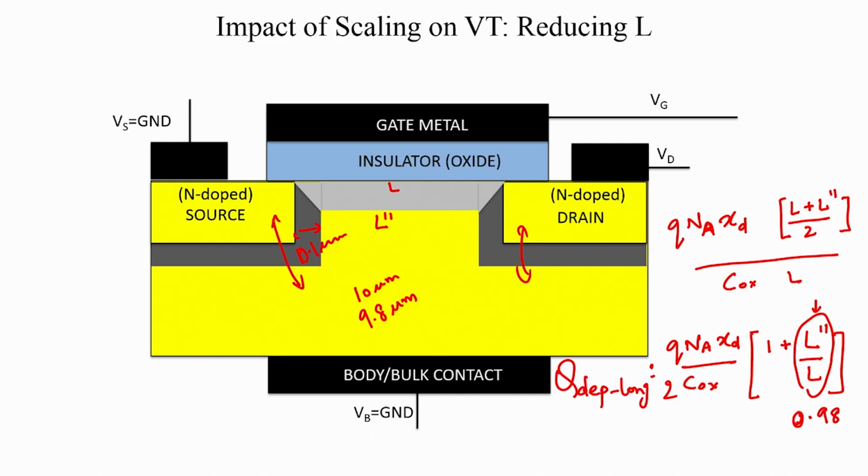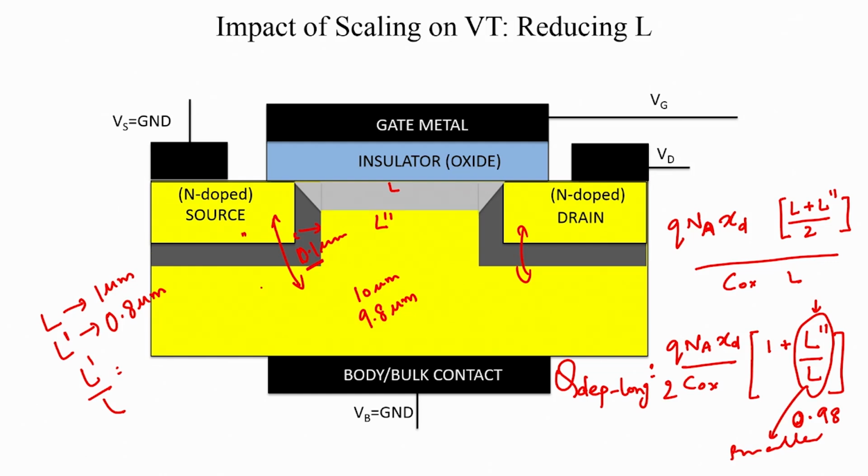Whereas, if on the other hand my L approaches say 1 micron, and this still remains 0.1 micron because this doping concentration has not changed, and my L dash for a short channel device approaches 1 minus 0.2, which is 0.8 micron, then my L dash by L is a smaller number, and therefore, it is going to have a larger impact.